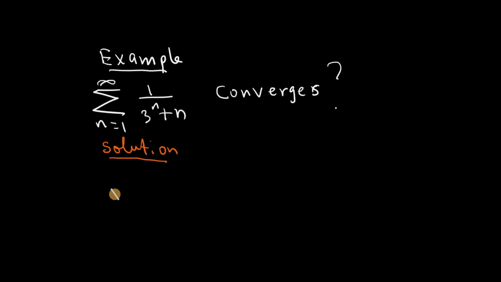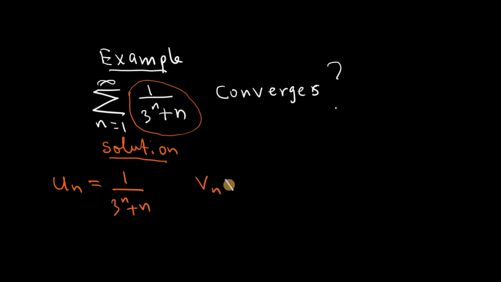Example, by comparison test, find out whether this series converges. Solution. The method here is that from this series, we need to bring out two sequences, un and vn. All the time, we'll always take this parent sequence to be un. That is, un is equal to 1 over 3 to the n plus n. From this same sequence, we need to bring out vn. That is, vn is equal to 1 over 3 to the n.